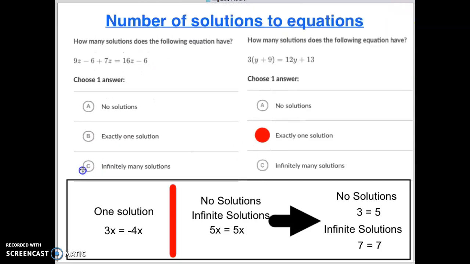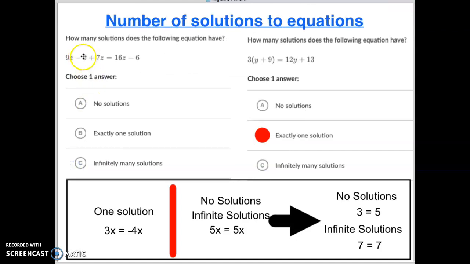I'll pull this one in here. On this one, 9z plus 7z would be 16z. I've got 16z also on the right side. So 16 on the left, 16 on the right. The z's match, so then it's got to be one of these two. Then I've got a negative 6 on the left and a negative 6 on the right. They match, so it's infinite solutions. So this one over here is infinite solutions. Hopefully that makes sense to you. Let's do the next one now.